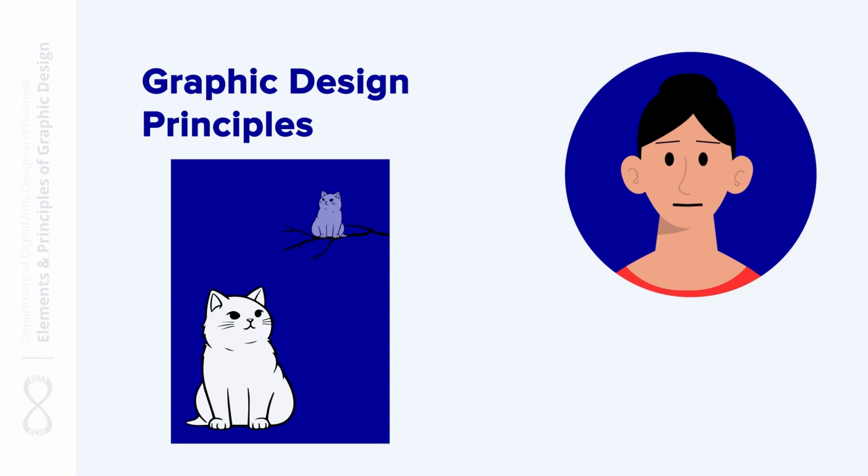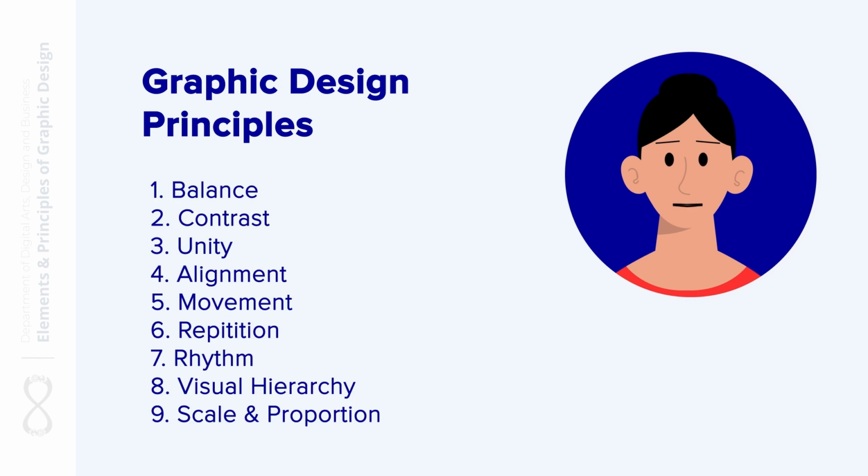So there you have it, some of the most important principles of graphic design: balance, contrast, unity, alignment, movement, repetition, rhythm, visual hierarchy, and scale and proportion. Each principle plays an important role in creating effective, engaging designs.